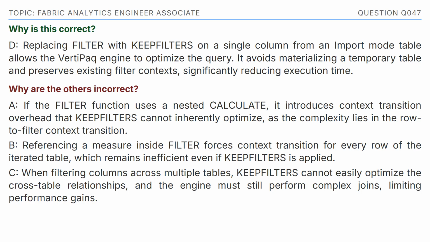Why are the others incorrect? A. If the filter function uses a nested calculate, it introduces context transition overhead that keep filters cannot inherently optimize, as the complexity lies in the context transition. B. Referencing a measure inside filter forces context transition for every row of the iterated table, which remains inefficient even if keep filters is applied. C. When filtering columns across multiple tables, keep filters cannot easily optimize the cross-table relationships, and the engine must still perform complex joins, limiting performance gains.